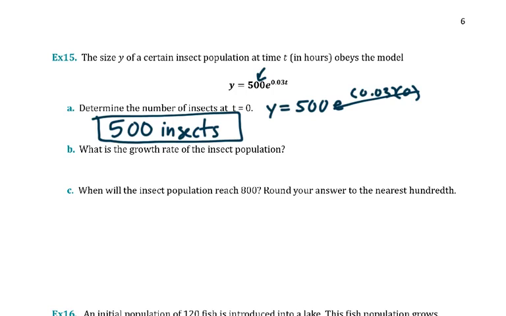What is the growth rate of the insect population? So the growth rate is 0.03, which is 3%. And we know it is a growth rate because that 0.03 is positive. So if we're asked to solve the problem, when will the insect population reach 800? When means t is what we don't know.